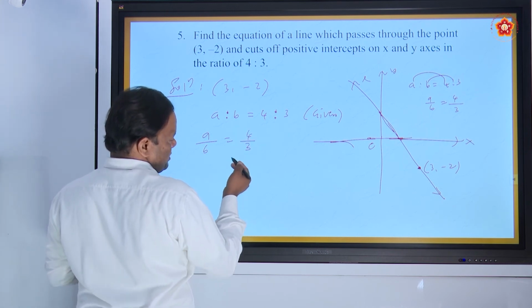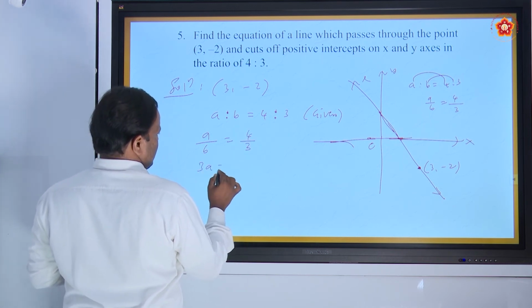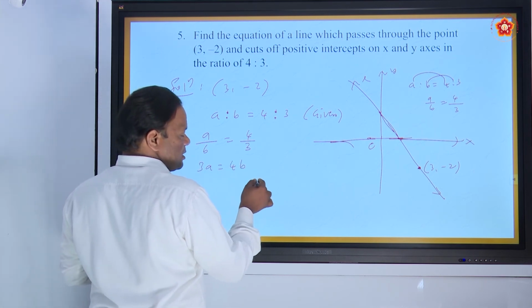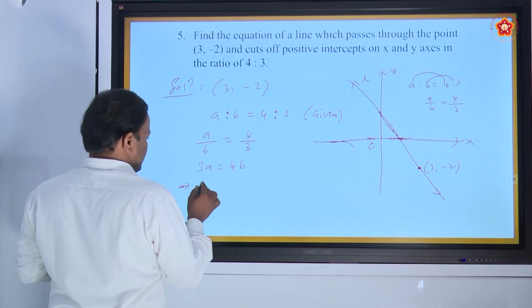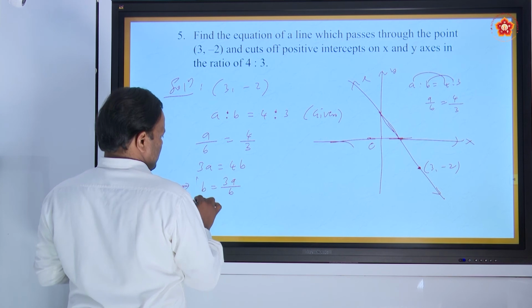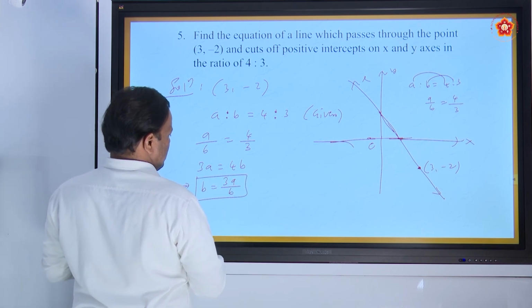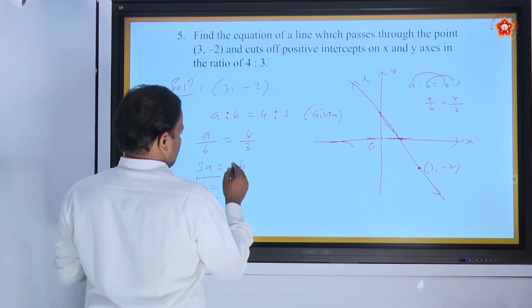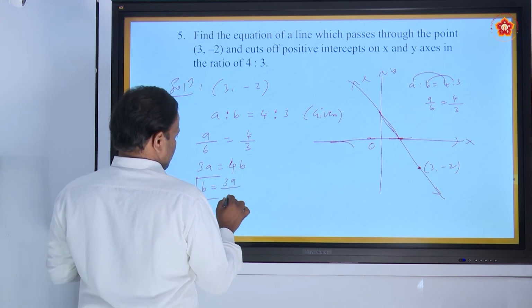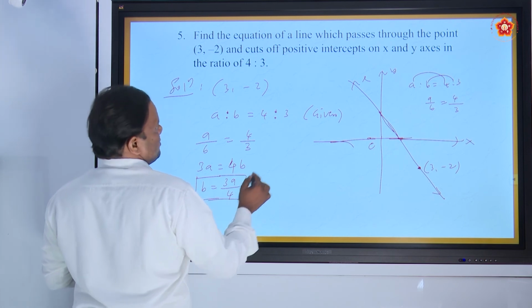A ratio you can write like this. Cross multiplication: 3A is equal to 4B. Either you have to convert this to A equal to something or B equal to something. Here, B equal to something. What is B equal to? B equal to 3A divided by 4. This is the B value.